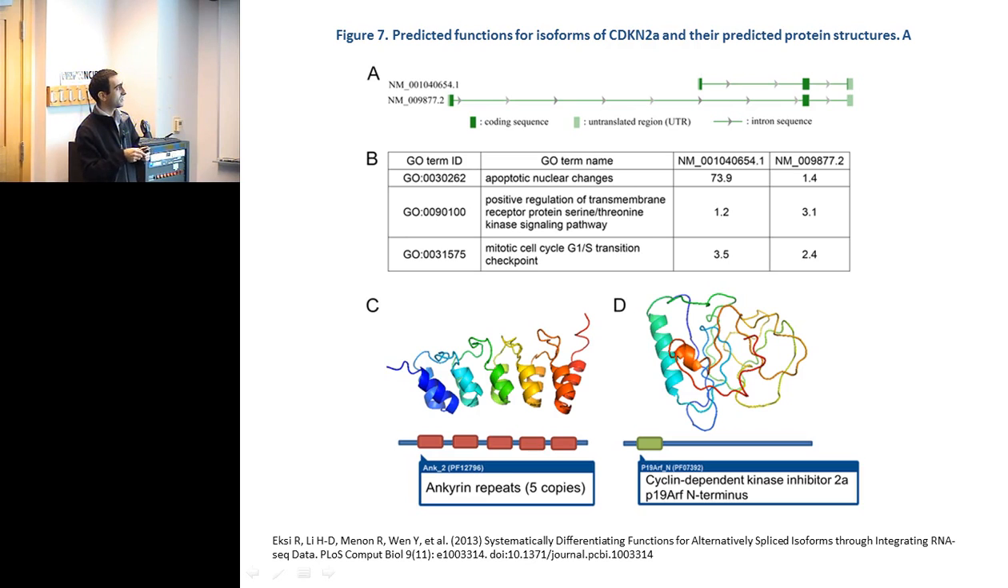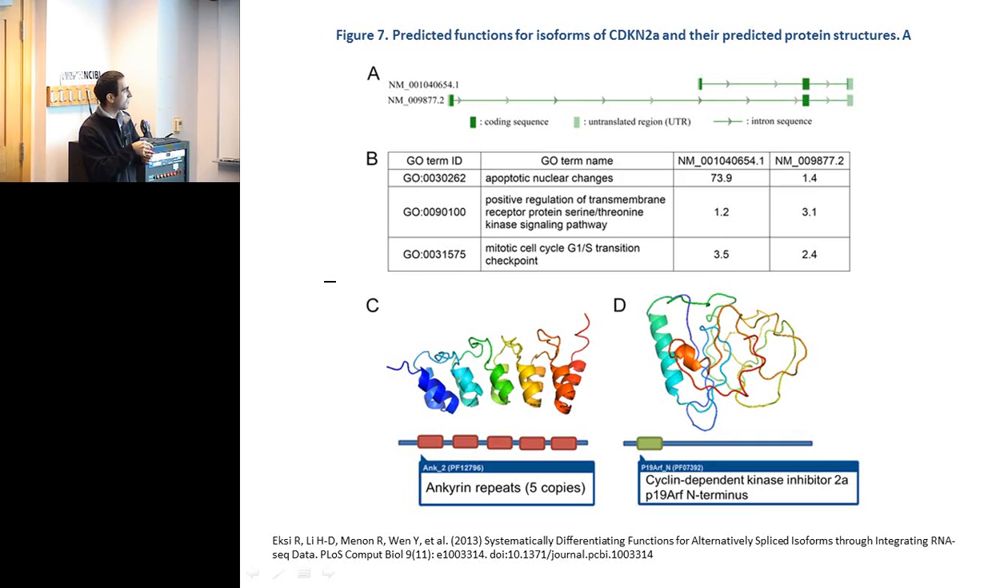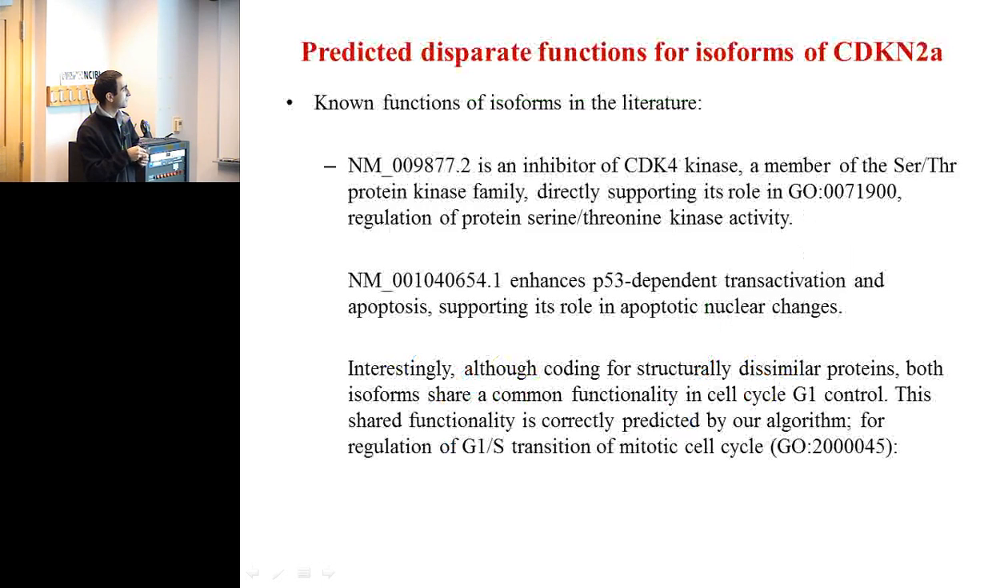So this is an example of a gene where 2 transcripts are drastically different, so they are expected to have different functions. All of the functions that we showed here are also mentioned in some literature. This transcript is an inhibitor of CDK4 kinase, a member of the protein kinase family, supporting its role in this function.